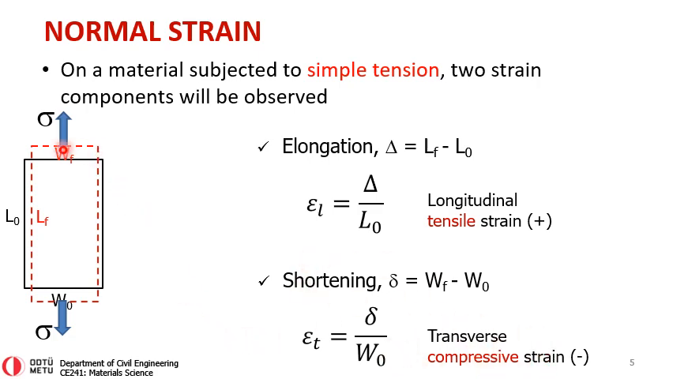Now, for this member, if you were to use a coordinate axis like this, XY coordinate system, you can immediately label this longitudinal strain as epsilon YY and the transverse strain as epsilon XX.